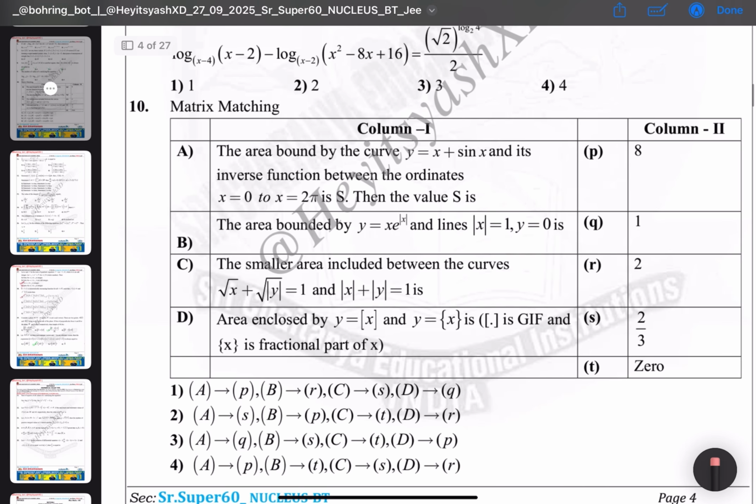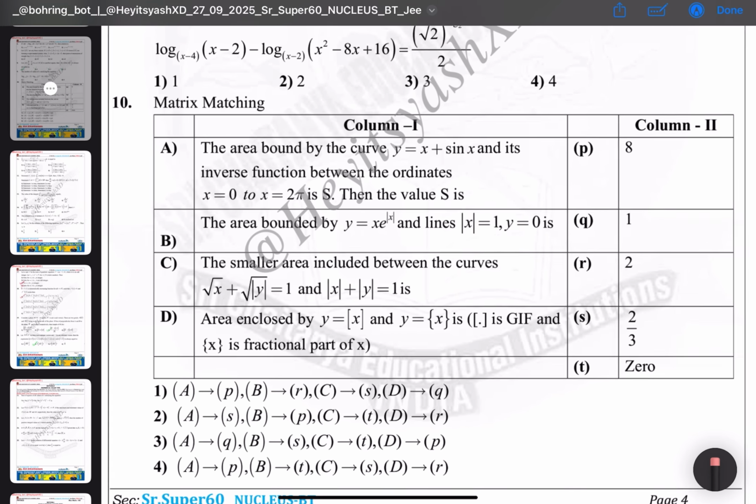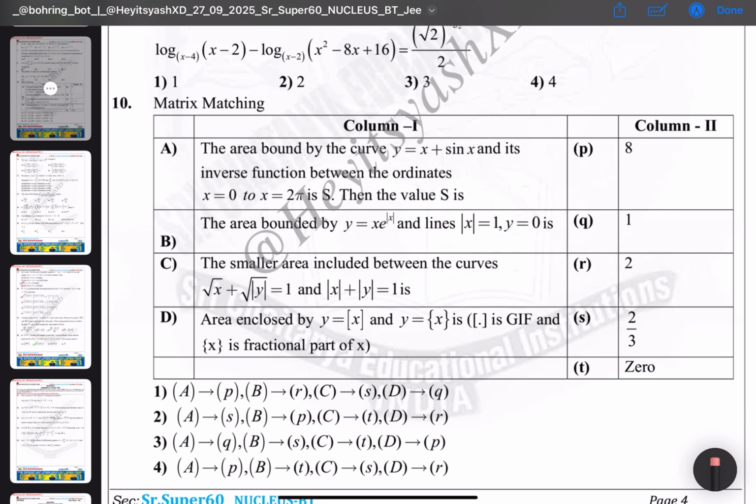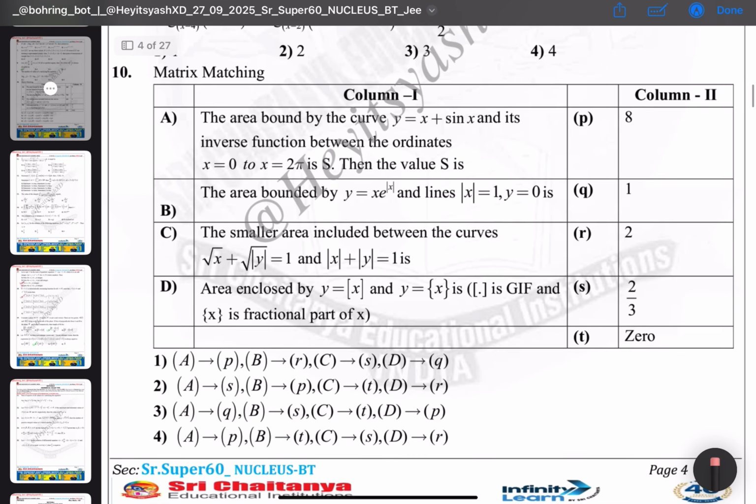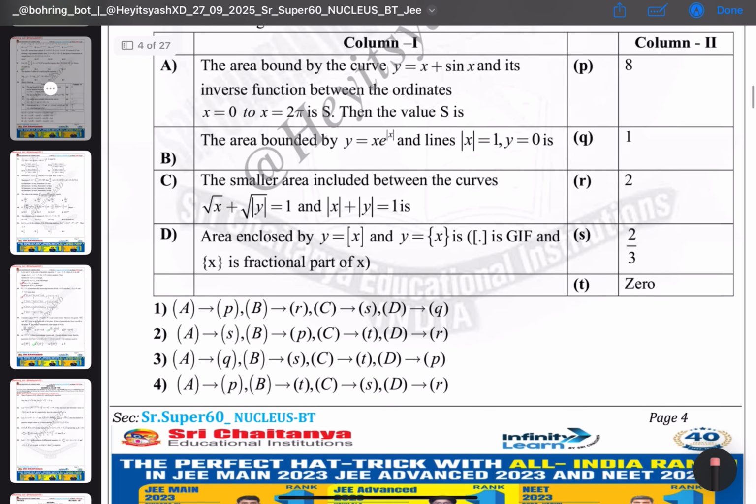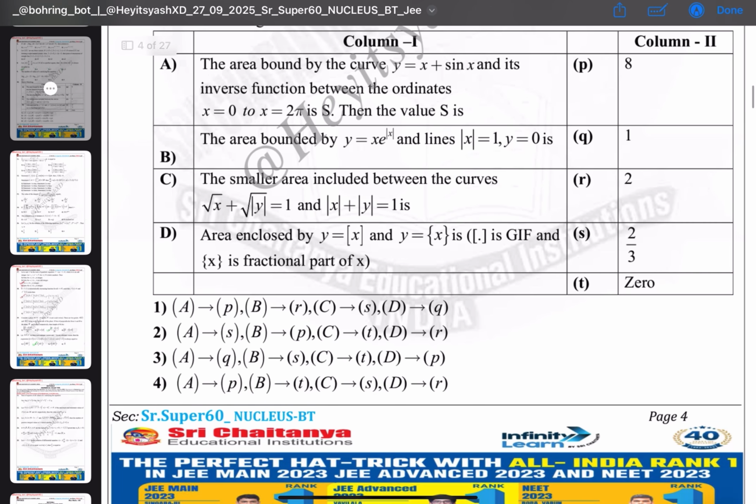Okay, let us see this matching. The area bound by the curve y is equal to x plus sin x and its inverse function between the coordinates. So this looks like a difficult question. So let us not worry about it. Let us move to something which we can solve. Okay, let us check this last option.